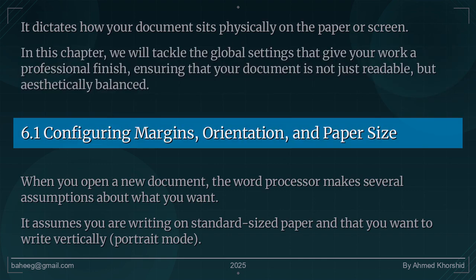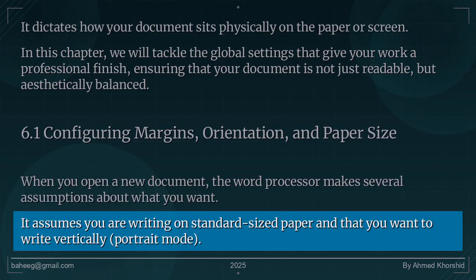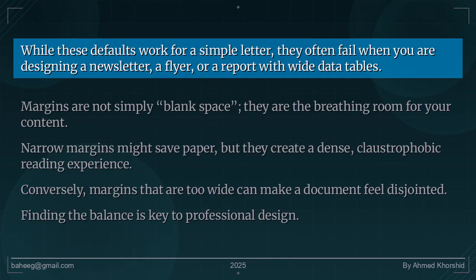6.1 Configuring Margins, Orientation, and Paper Size. When you open a new document, the word processor makes several assumptions about what you want. It assumes you are writing on standard-sized paper and that you want to write vertically, portrait mode. While these defaults work for a simple letter, they often fail when you are designing a newsletter, a flyer, or a report with wide data tables.